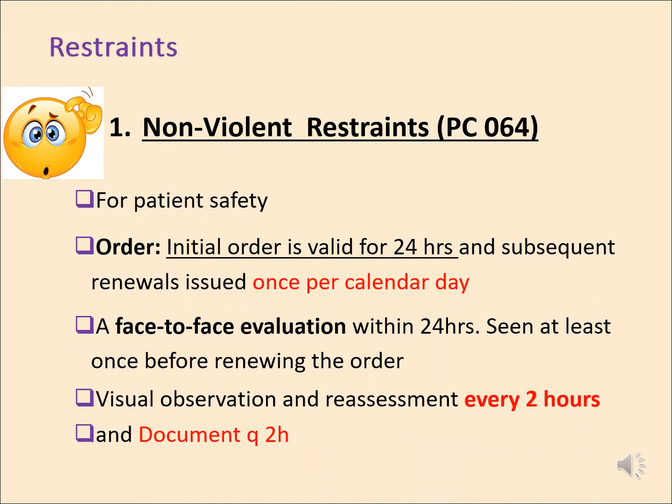Let's look into the first policy, non-violent restraints, PC064. The non-violent restraints policy is used for confused patients to keep them safe. The initial order is valid for 24 hours and subsequent renewals are issued once per calendar day. A face-to-face evaluation should be done by the physician within 24 hours. The patient has to be seen at least once before renewing the order. Visual observation and reassessment have to be completed every 2 hours and documented in the patient chart every 2 hours.